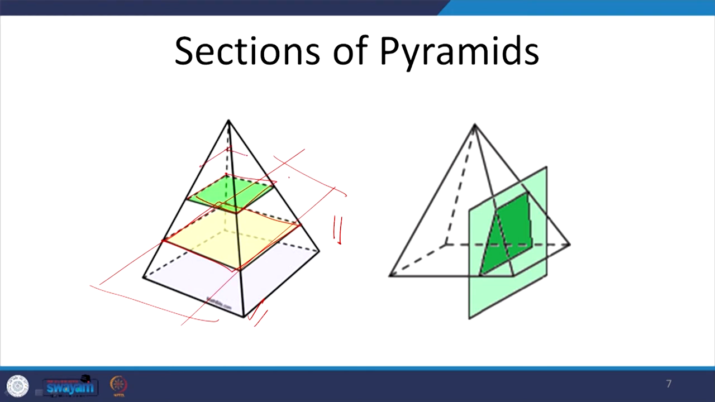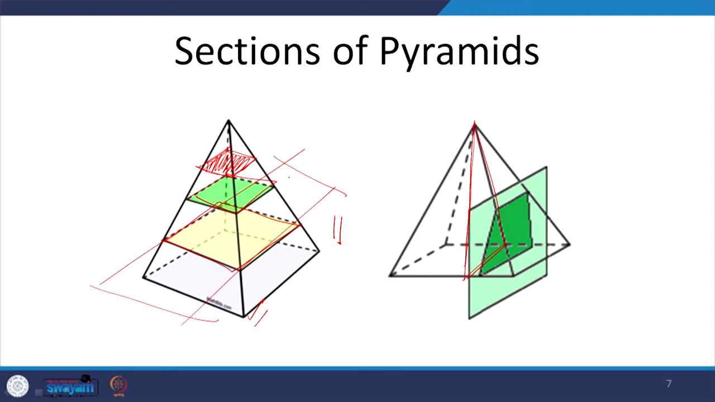As we go upwards towards the apex, the size of the section of this solid will go on reducing. That's when it is parallel to the base. Now, if it is perpendicular to the base, what happens in that case? In case of a square pyramid, this is a square pyramid, just assume that if the plane was perpendicular like this.